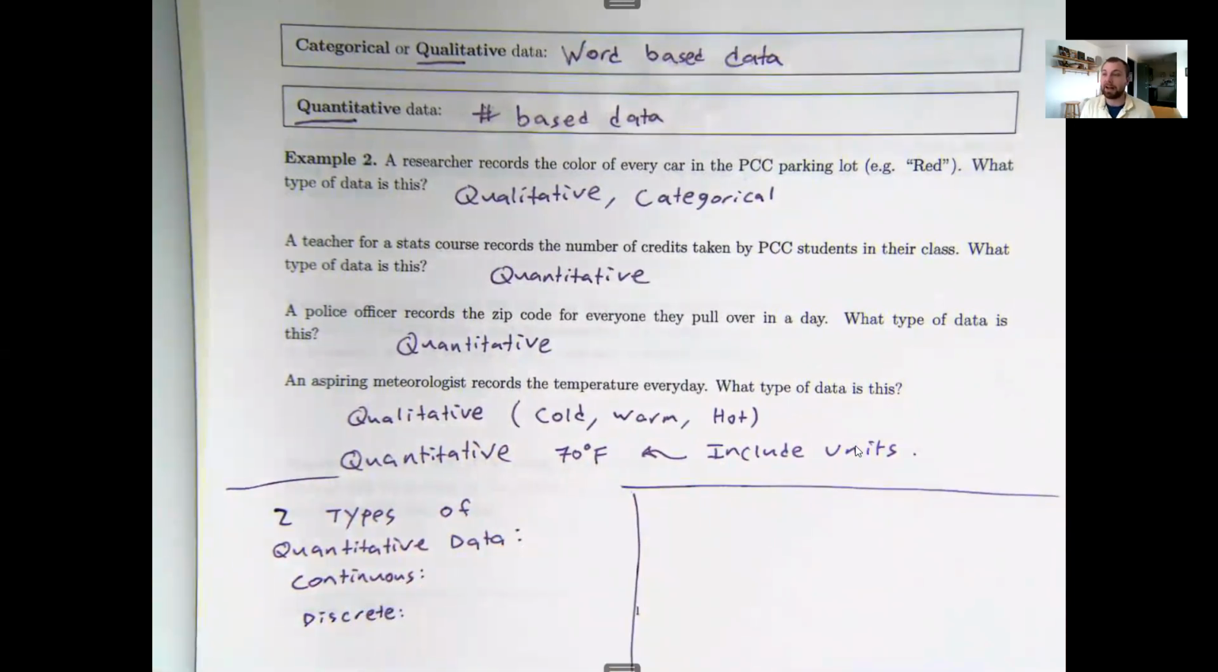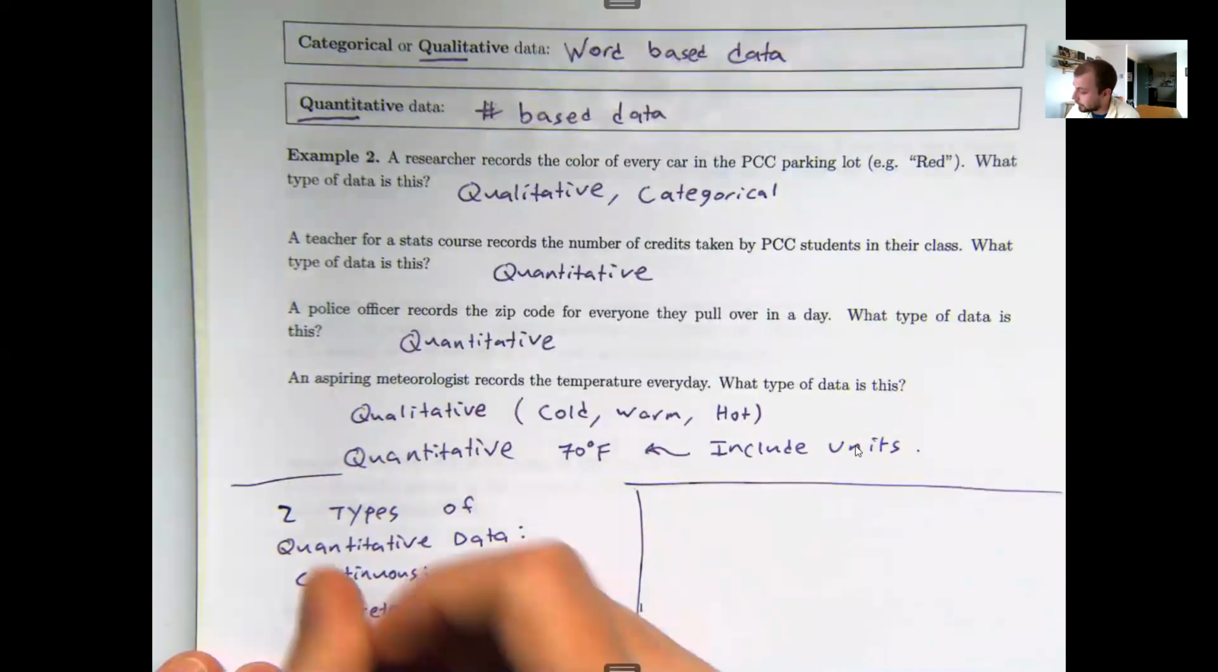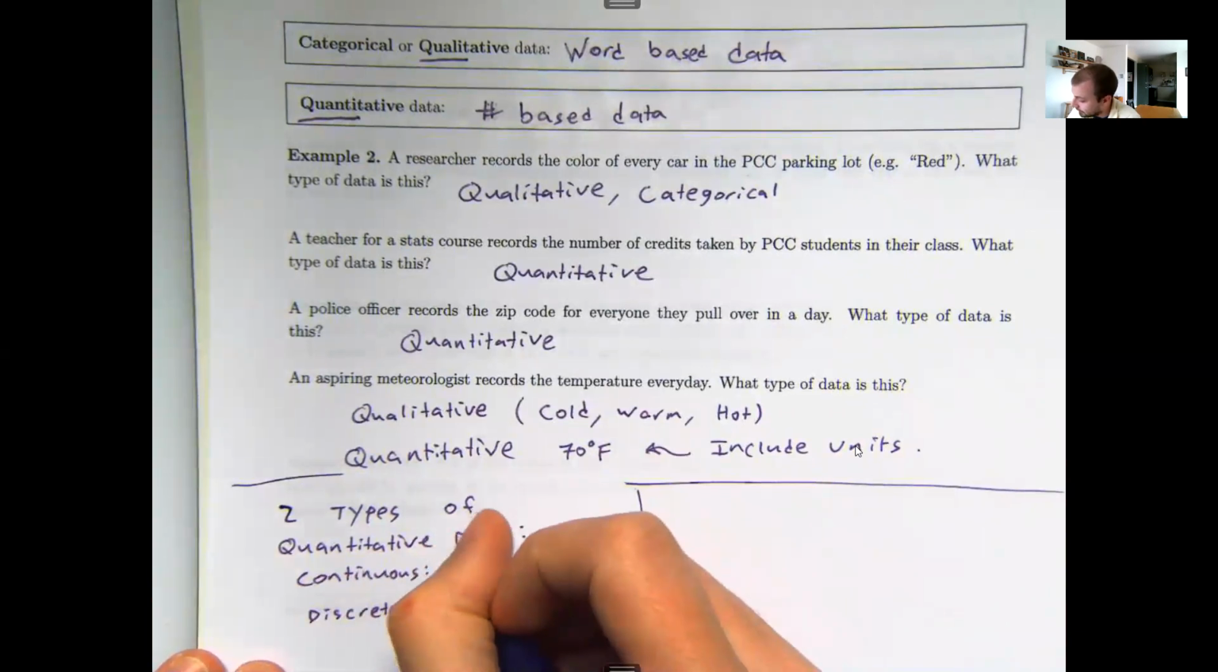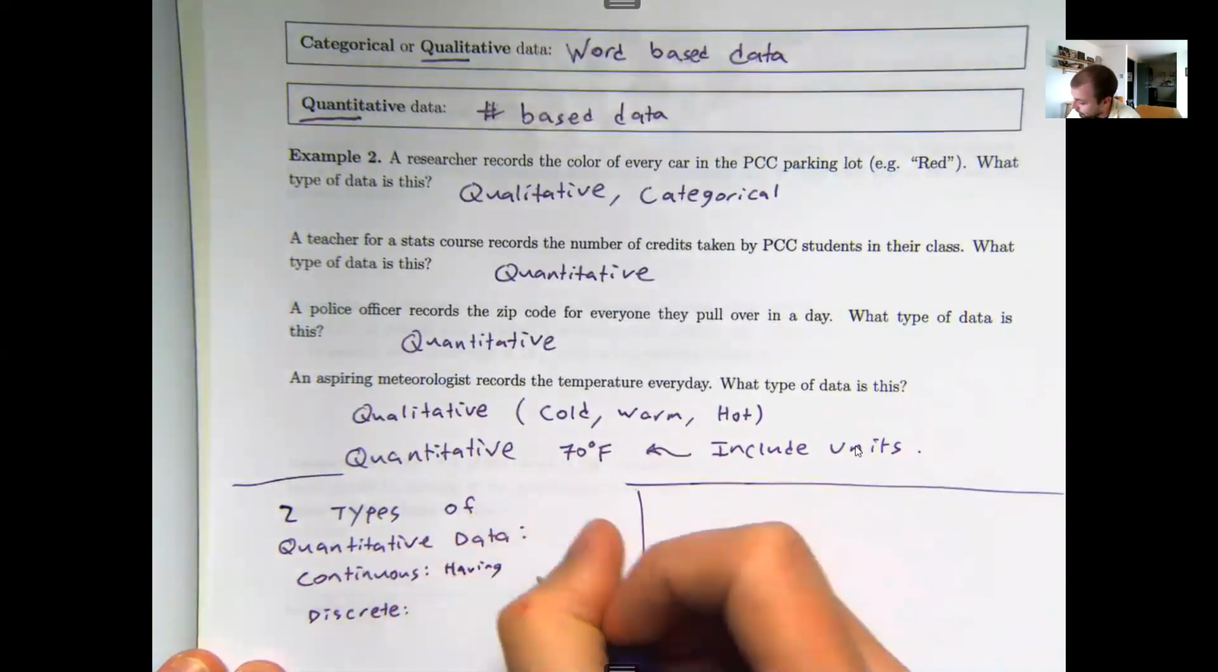Continuous is anything that happens on a continuum or anything that's kind of on a scale. So for example, if I have weight, I can be 135.2 pounds. As a really, really rough definition, you can think of continuous as having decimals.